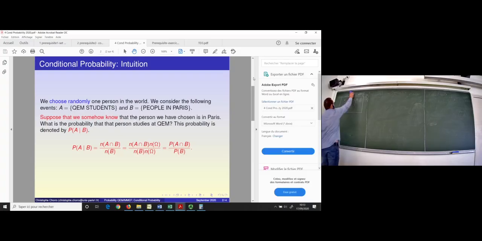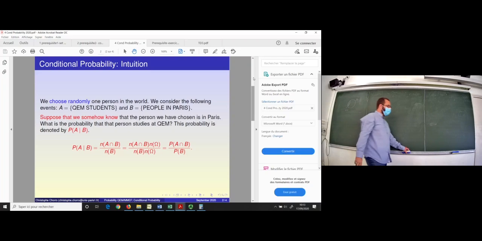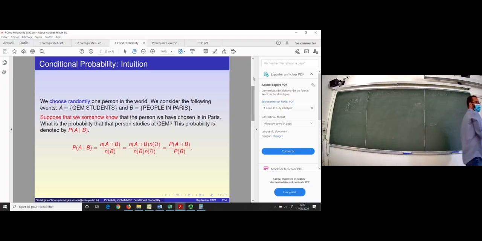That is, I can do this. I erase this one, this one, so I keep the intersection here. In fact, I changed my universe. At the beginning of my statement, my universe was the world. With an extra information, I reduce my universe to be Paris. Okay? So it's exactly this picture you have here.